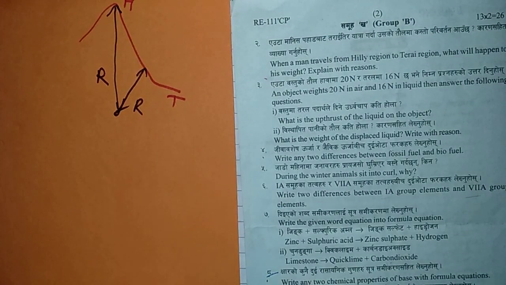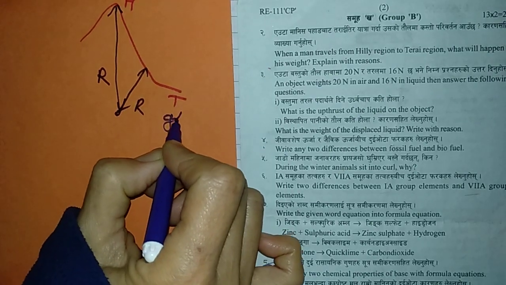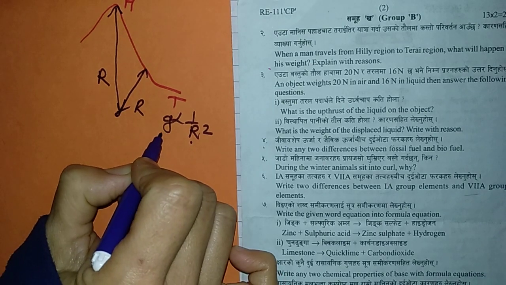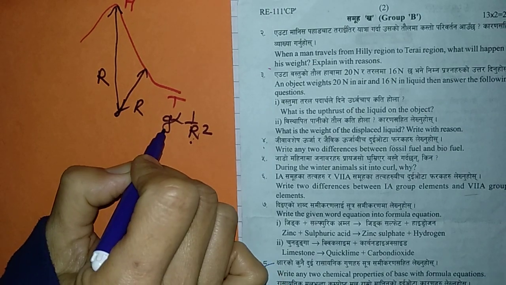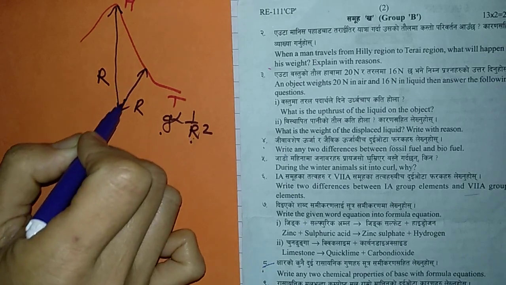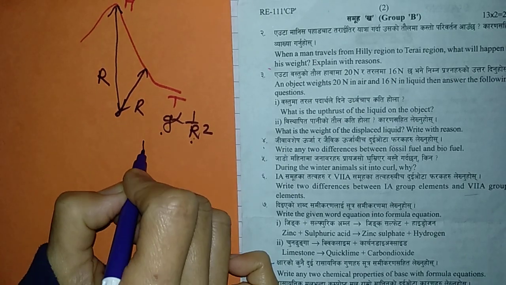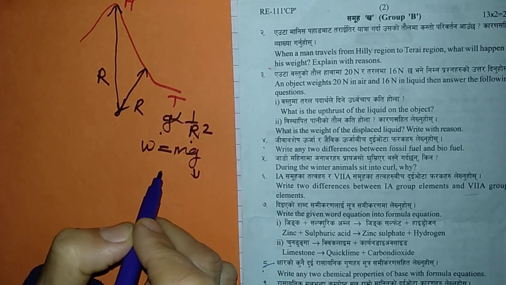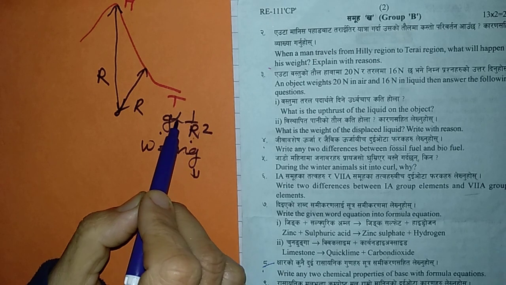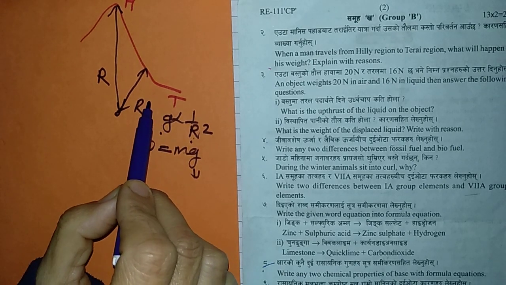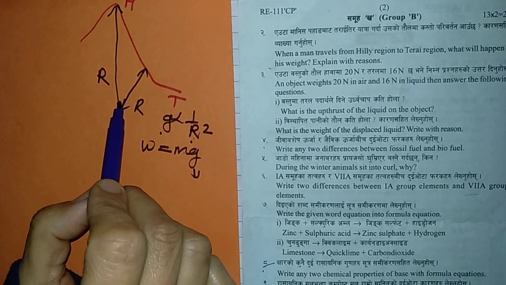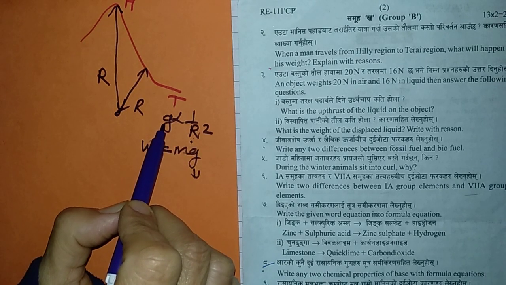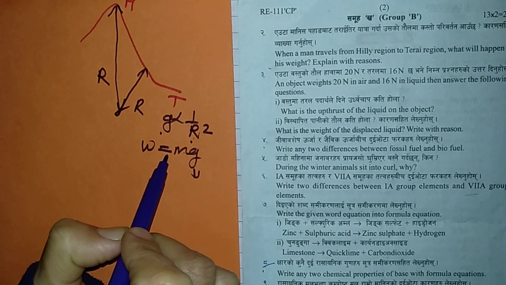From this equation, G is proportional to 1 by R square, so when R becomes small, G becomes greater. According to the formula W equal to mg, when G is greater, weight will be greater. The person is coming towards Tarai, where the value of R is lesser, so G gets bigger. When G is bigger, weight is bigger according to this equation.